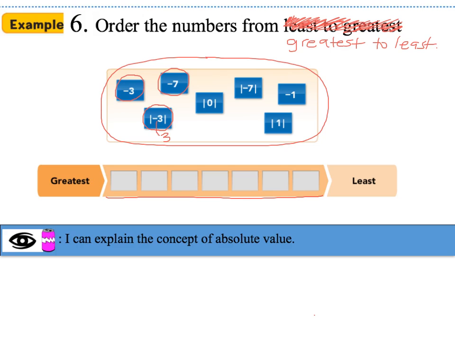Let's take a look at the absolute value of 0. The absolute value of 0 would have a magnitude of 0 because it's 0 spaces away from 0, so the absolute value of that would be 0. Let's take a look at the absolute value of -7. -7 is 7 spaces away from 0, so it has a magnitude of 7. So that is the value of that tile.